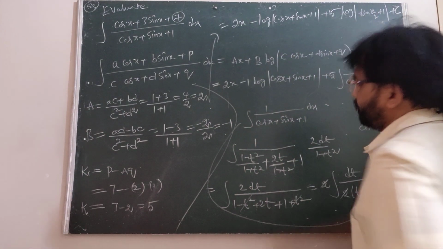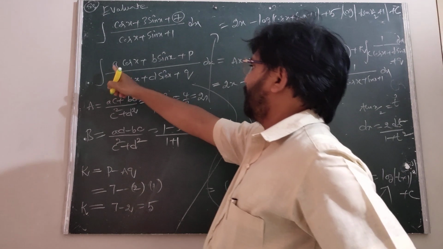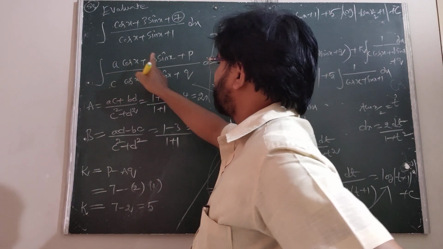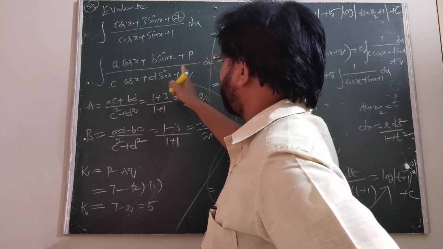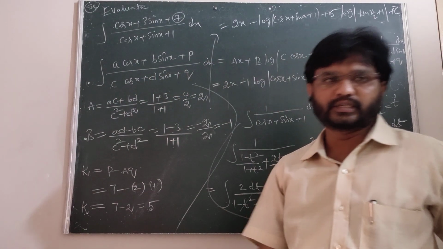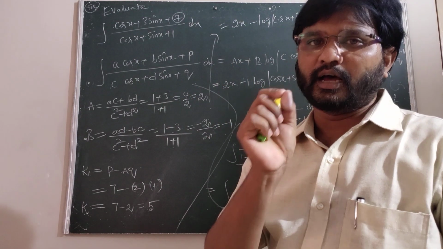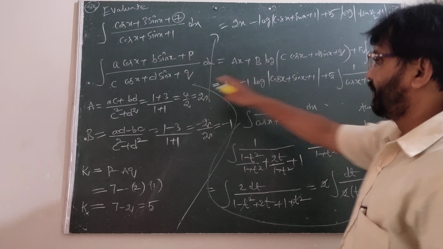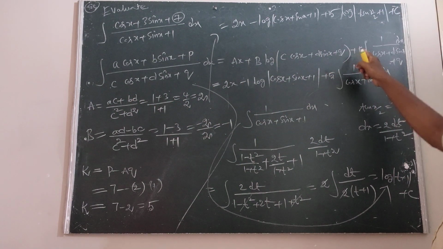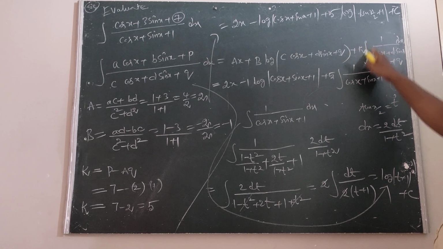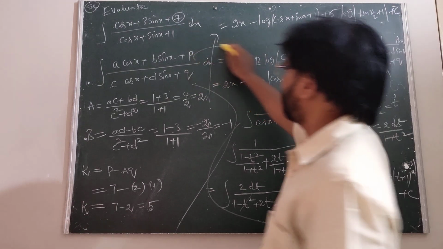How to solve this one? First of all, the given integral we have to compare with (a cos x plus b sin x plus p) upon (c cos x plus d sin x plus q) into dx. We know that the solution is ax plus b into log mod of the denominator, where the denominator is c cos x plus d sin x plus q, plus k into the integral of 1 upon (c cos x plus d sin x plus q) dx.